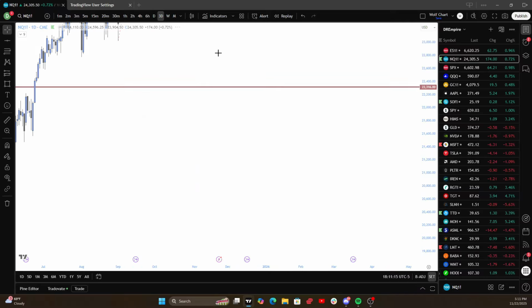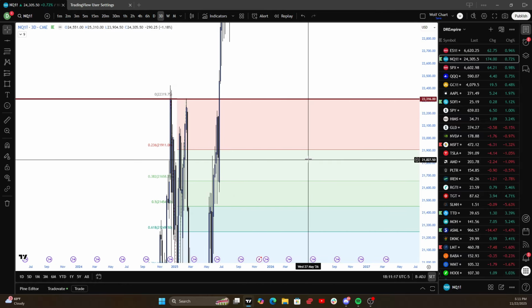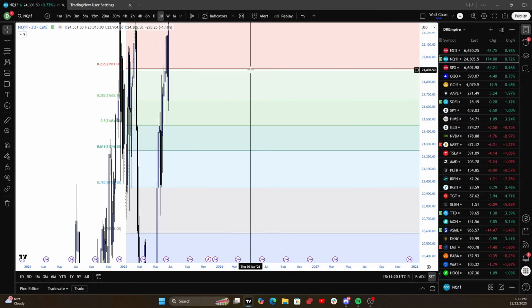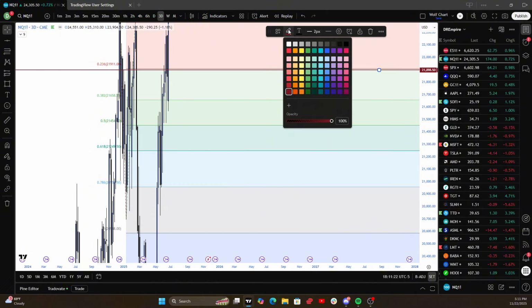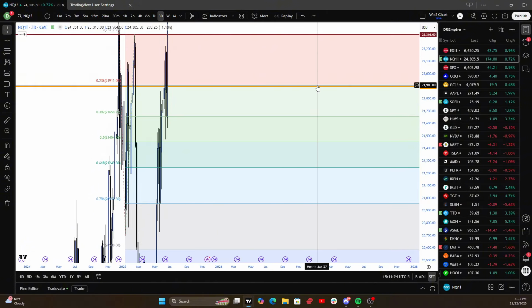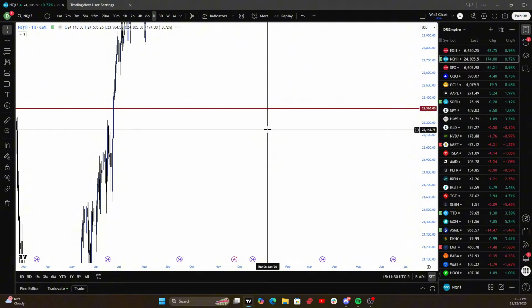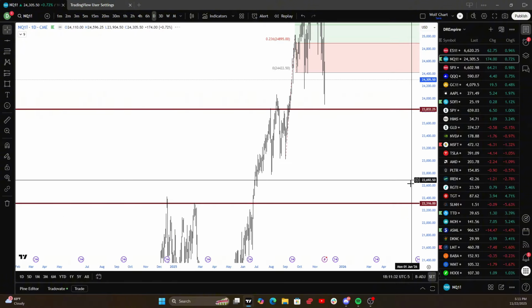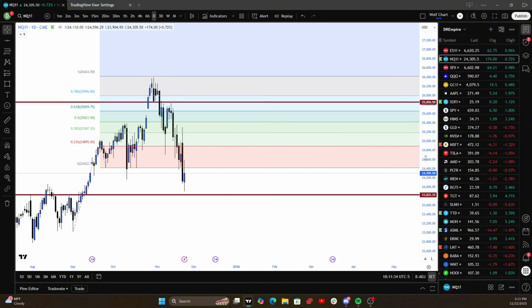And then I scale down. You can do the 3 day as well. For the 3 day, I use 2 point, and I use this orange color. And then same thing for the 1 day. So I use the 1 month, 1 week, 3 day, and 1 day. And you can use whatever levels work for you. These are just the ones I use.